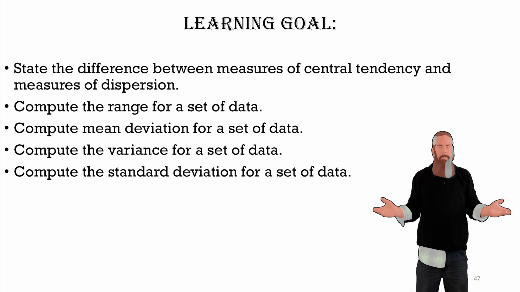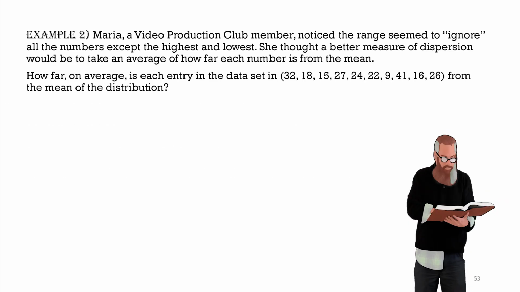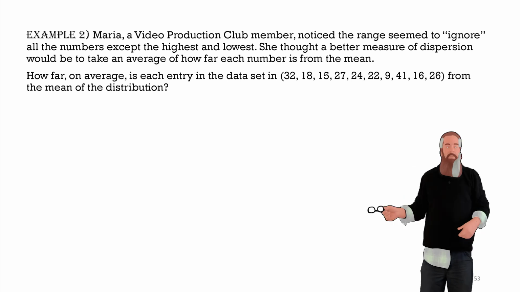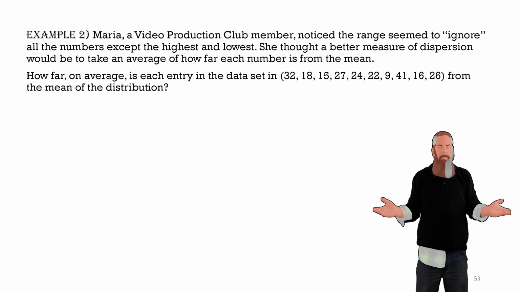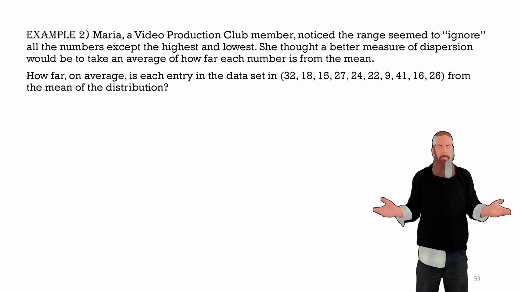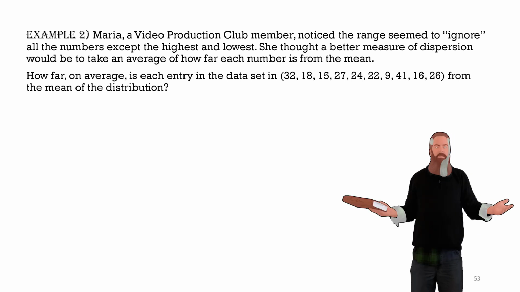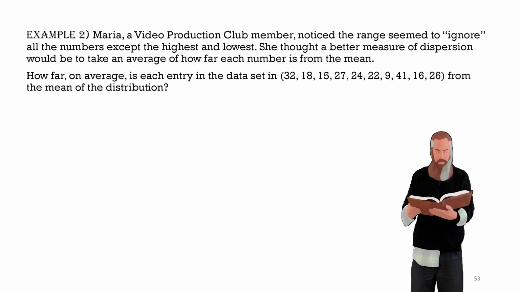Now let's compute the mean deviation for a data set. Maria, a video club member, noticed the range seems to ignore all the numbers except the highest and the lowest. She thought a better measure of dispersion would be to take an average of how far each number is from the mean. So how far, on average, is every entry in the data set from the mean of the distribution?